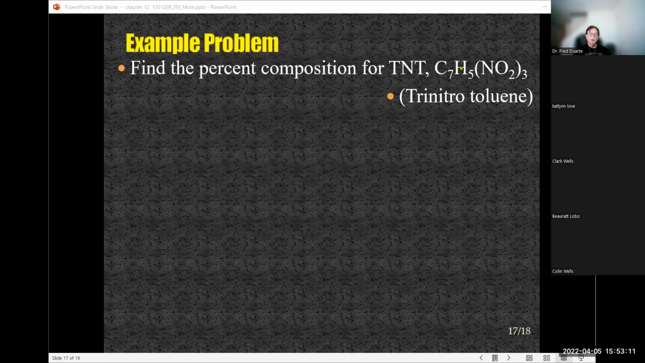Now, with that, we can calculate or determine the percent composition of any compound that's thrown at you. You may not know what it is, and that's okay. As long as you have the formula, you can determine the percent composition. And this example here is asking you to find the percent composition for TNT. Does anybody know what TNT is?